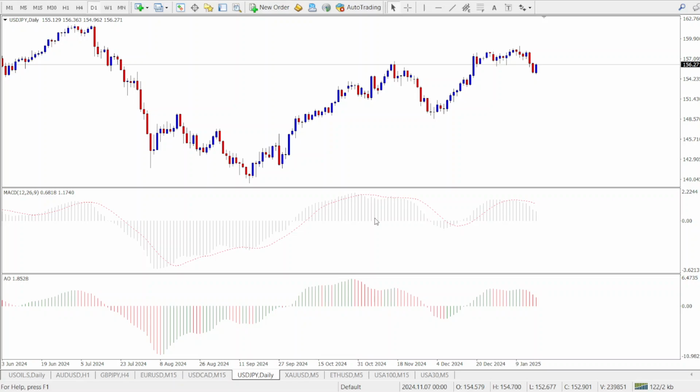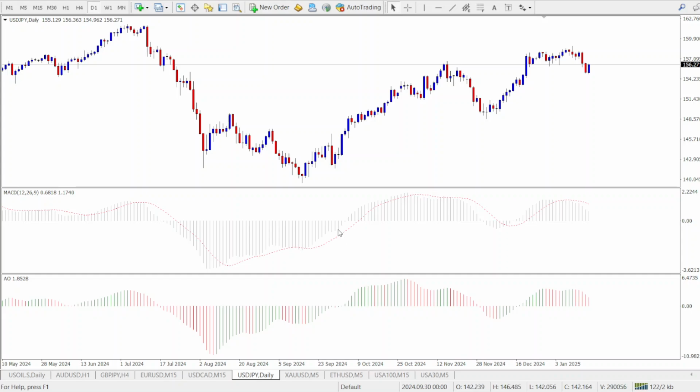So now the MACD is quite effective for identifying momentum shifts and potential reversals. When the MACD line crosses above the signal line, it indicates a bullish momentum. But when the MACD line crosses below, it signifies bearish momentum.